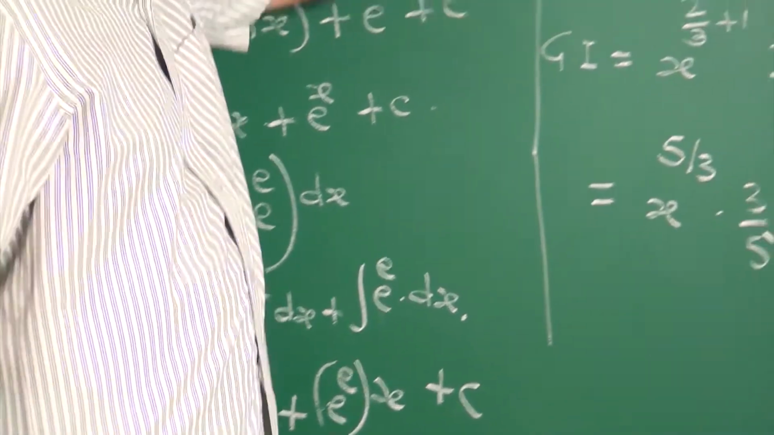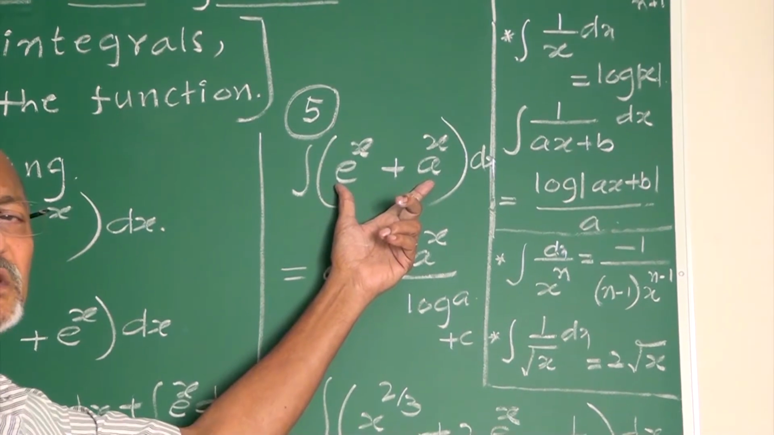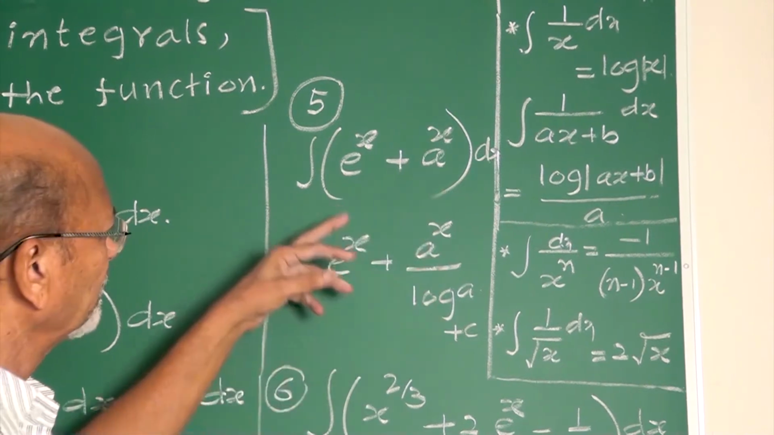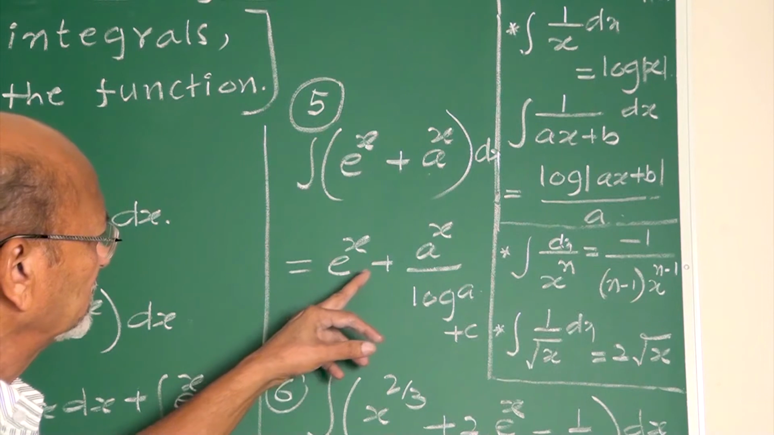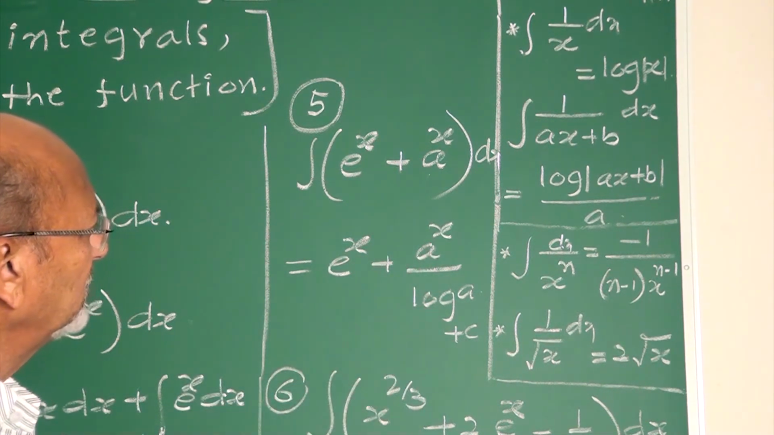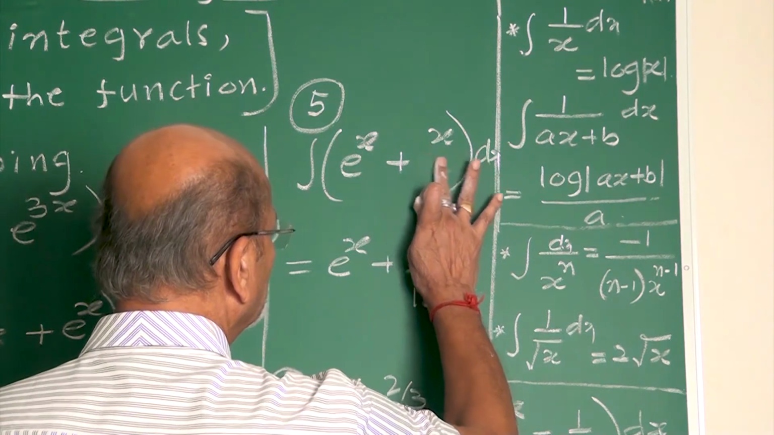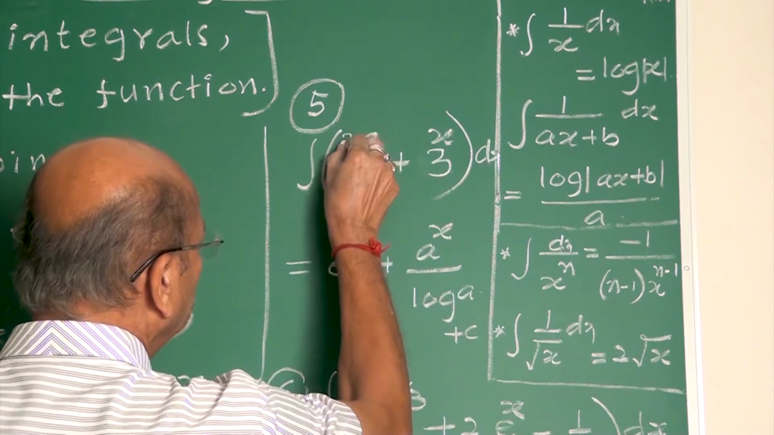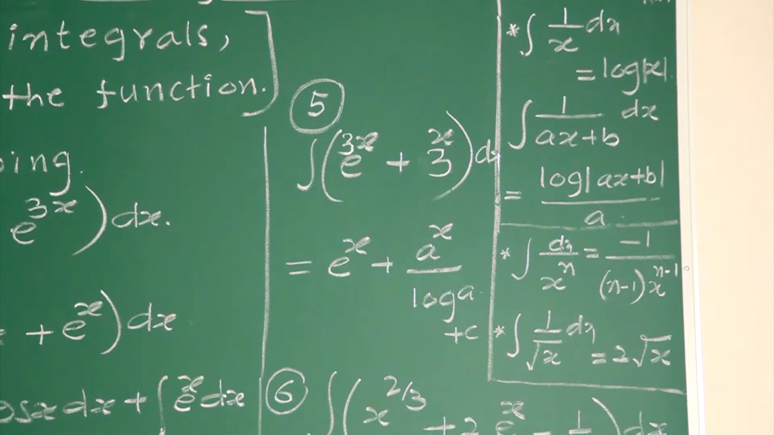The fifth one is the same; they just wanted to test whether the students remember the formula or not. Simple, very simple examples: e to the power x plus a to the power x upon log a plus c. Sometimes the examiner may change this a to 3, and then he may give the same 3 here. He will make it another fancy example.